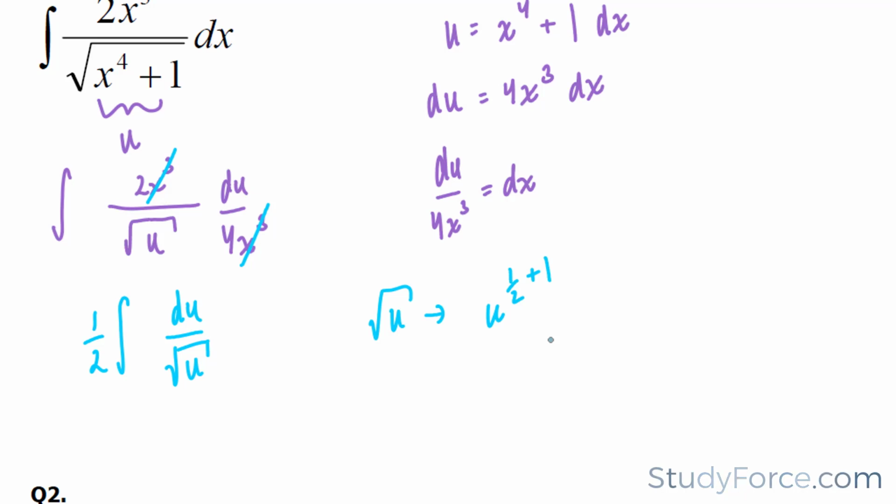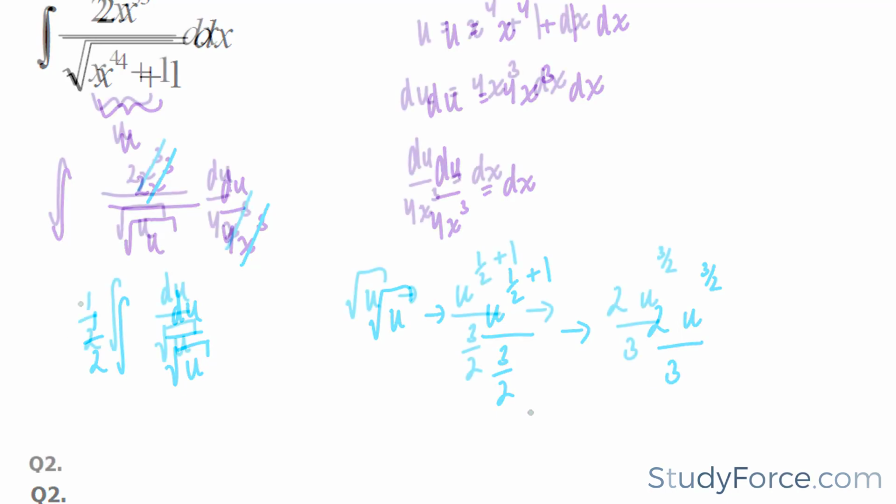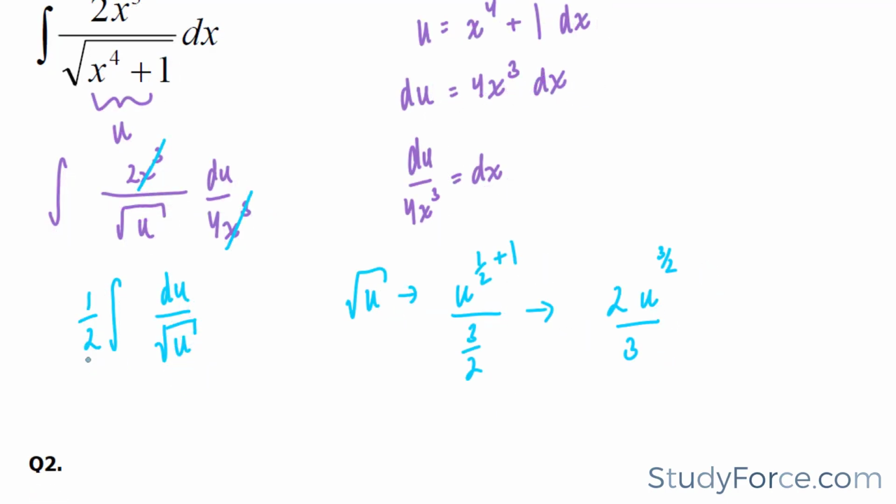So the sum of half plus 1 is equal to 1.5. You take 1.5 and you place it underneath, except I prefer to work with fractions, so I'll use 3 over 2. And if I rearrange all of this, I end up with 2 times u to the power of 3 over 2 over 3. And I'm going to reintroduce this half, and if I do that, I end up with a third u to the power of 3 over 2.